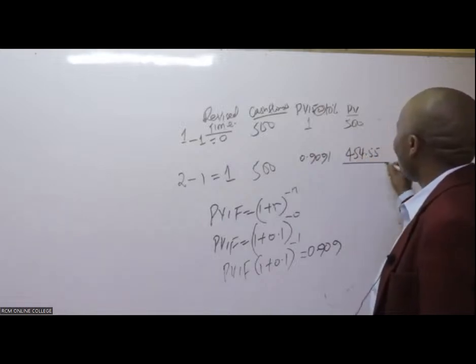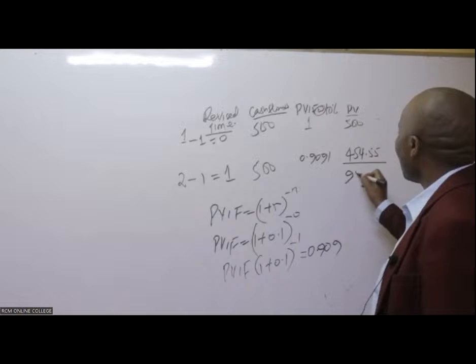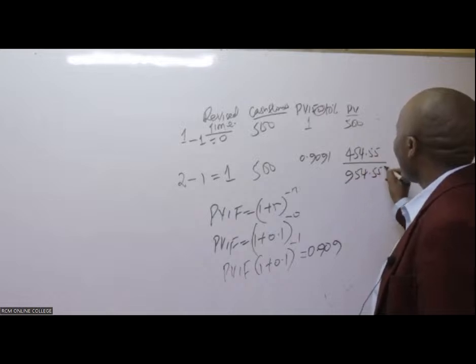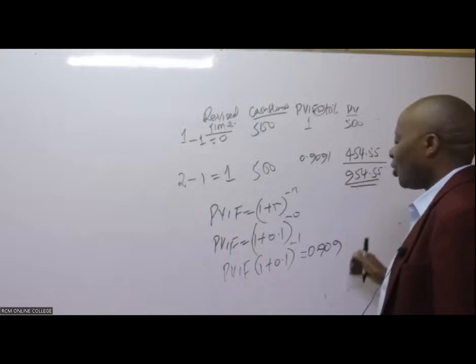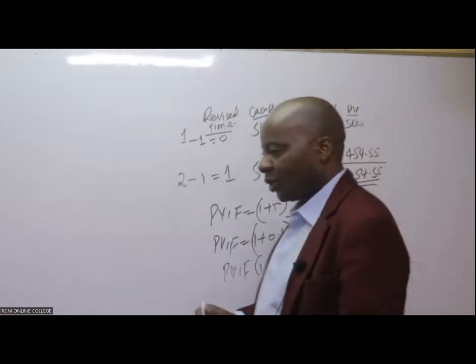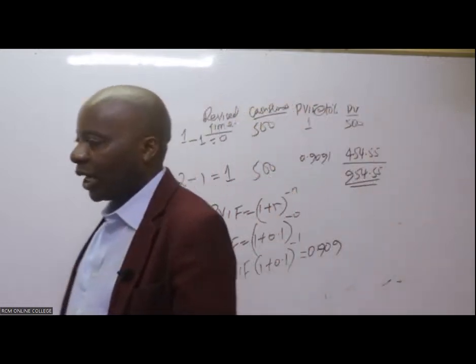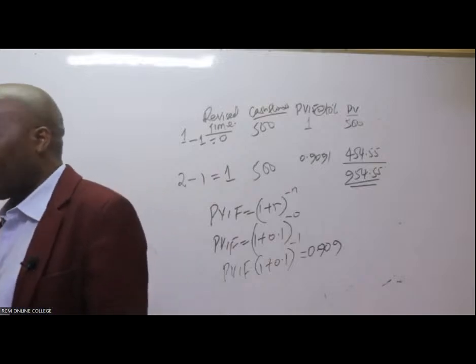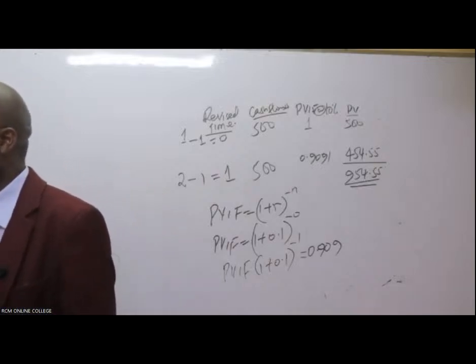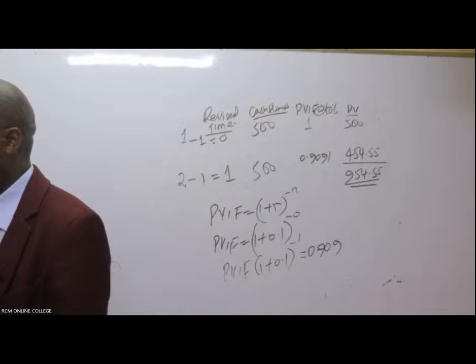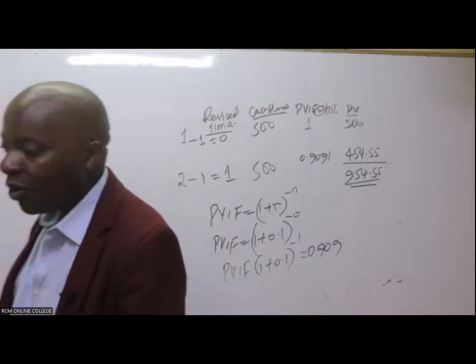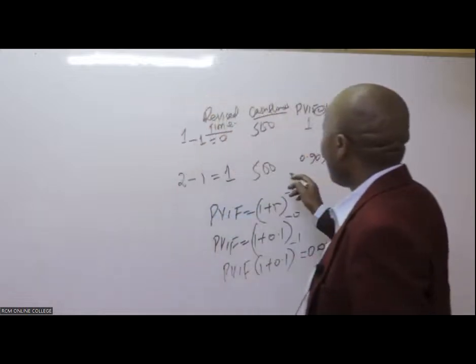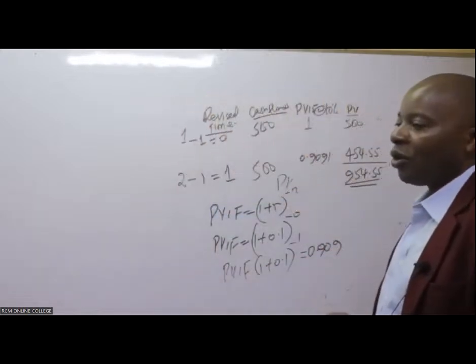So you come and add here. So this will be 954.55. So this is the present value of the obligation. I know you have not understood anything, but just write fast. At times writing helps. Once you finish writing up to here, this is the total present value, so this becomes the present value of the obligation.